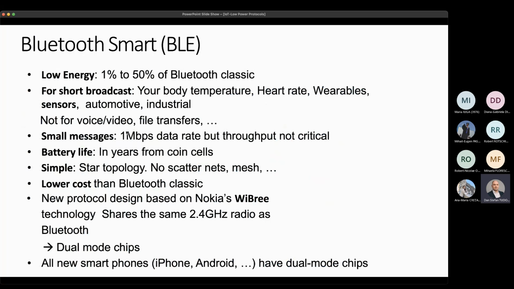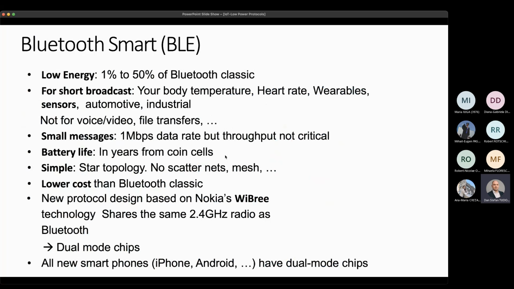Small messages usually. So you have a throughput of around 1 megabit per second, but it's not necessarily critical, so it's not necessarily guaranteed. Battery lifetime, because of this, can be measured in years, depending, of course, on how often you communicate through the network. So if you communicate maybe once every few hours, then this is easily achievable. If you communicate maybe every minute, then you're probably not going to be able to extend the lifetime to a year, but you're probably going to be able to extend it to a few weeks, for example, which is something that regular smartwatches and smart trackers offer today.